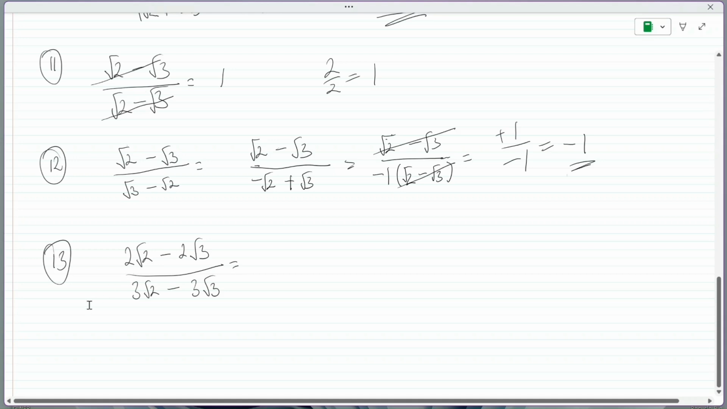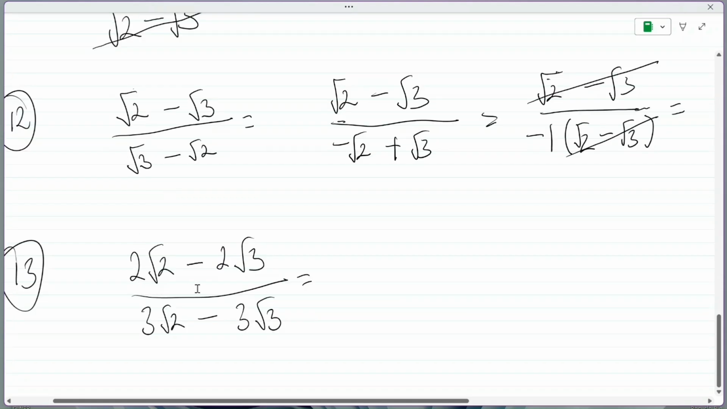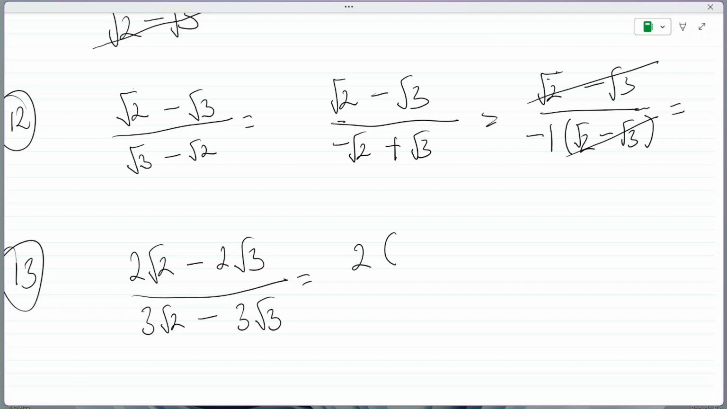The 13th question. We have 2 root 2 minus 2 root 3 over 3 root 2 minus 3 root 3. If you have this kind of question, at the numerator you have 2 common, at the denominator you have 3 common. You bring out what is common, you factorize at both the numerator and the denominator. 2 is common here, you bring out 2, you'll be left with 2 divided by 2 root 2. The 2 will take the 2, leaving the root 2 behind.